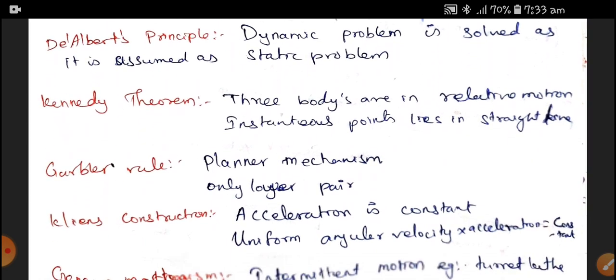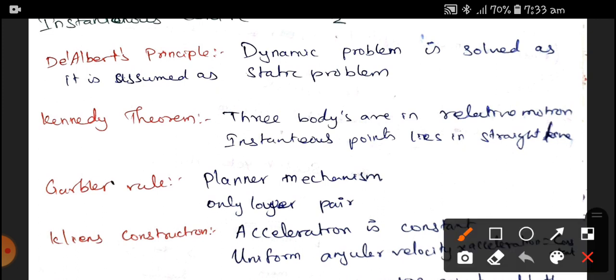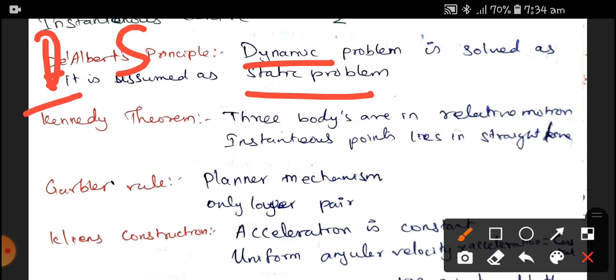Next, we are going to deal with some of the theorems available in theory of machines. The first one is D'Alembert's principle. The dynamic problem is solved by assuming it to be a static problem. This may be one or two questions in your subject. As per D'Alembert's principle, the dynamic problem is solved by assuming it as a static problem. You can remember it by the name itself: D'Alembert's, the first letter is D and the last letter is S. Therefore, the dynamic problem is solved by assuming it to be a static problem.